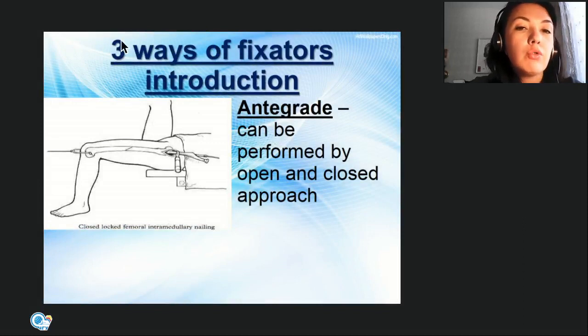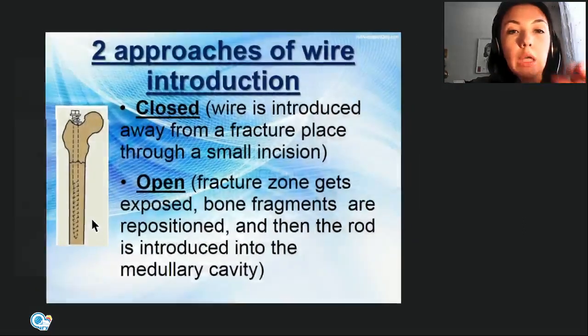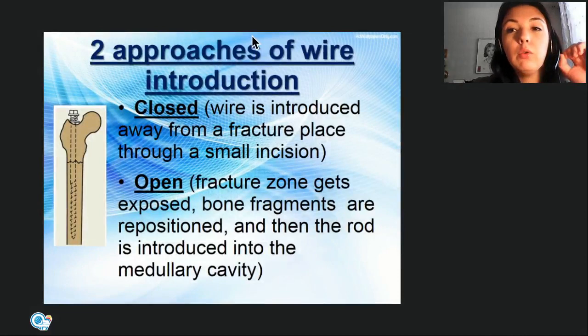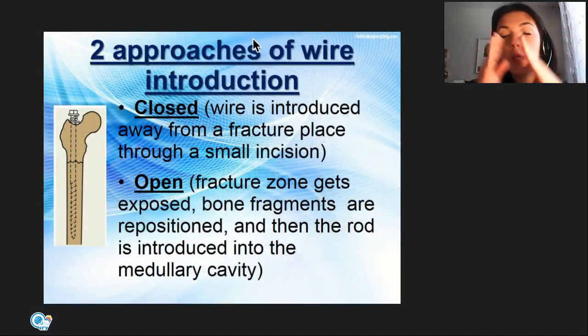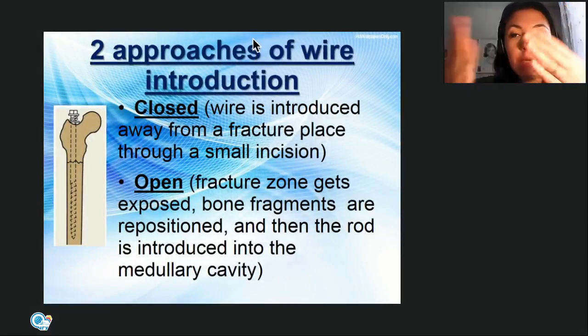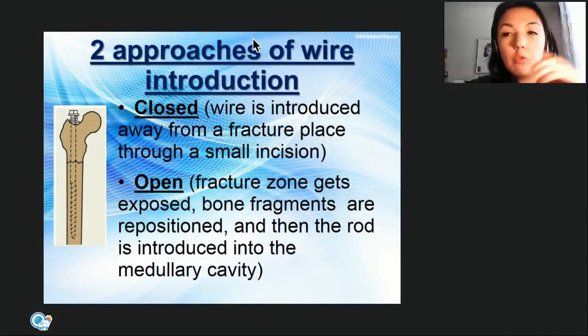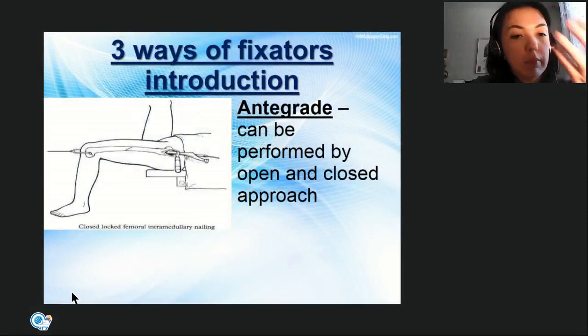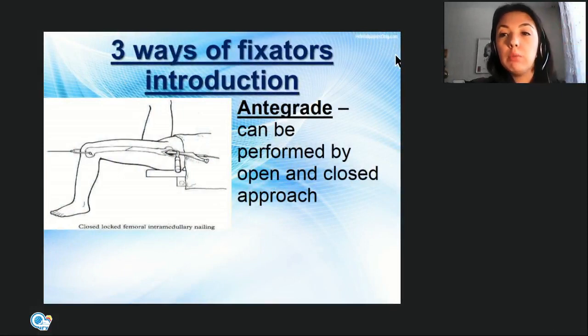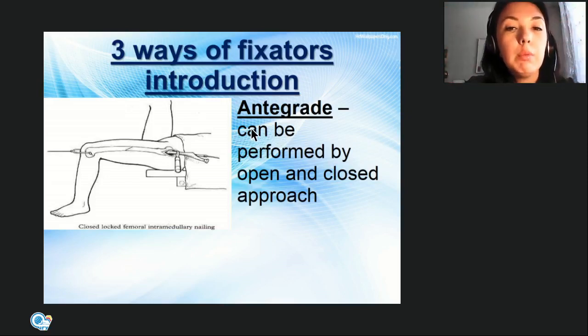Fixators can be introduced; here we are talking about surgical approaches. We can do it by the open way, when there will be a big wound in the place of the fracture, and the closed way, when it is far from the fracture. And we can introduce fixators in three ways. Antegrade, when we move in distal direction, from proximal to distal. It can be performed by open and closed approach.